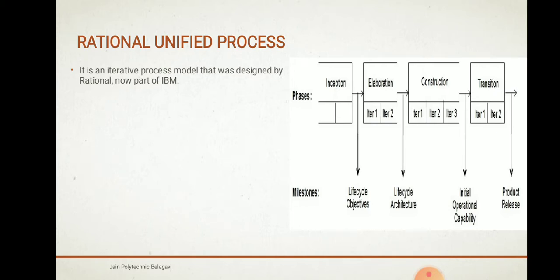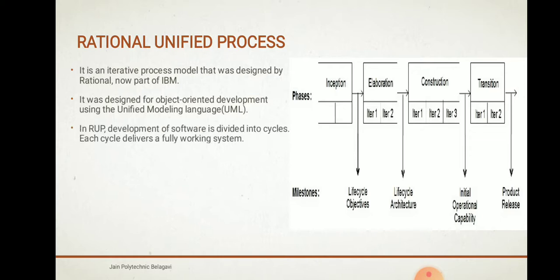Now RUP, or Rational Unified Process, is an iterative process model that was designed by Rational, now part of IBM. It was designed for object-oriented development using the Unified Modeling Language. So in RUP, development of software will be divided into cycles. Each cycle delivers a full working system.